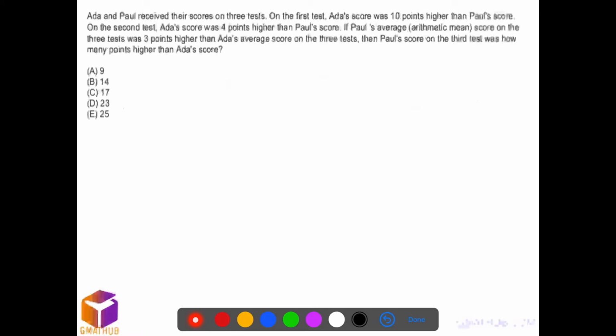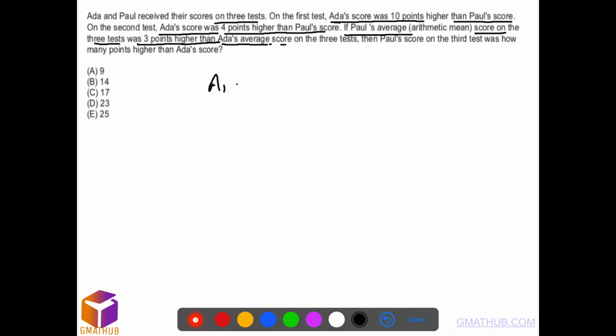Ada and Paul received their scores on 3 tests. On the first test, Ada's score was 10 points higher than Paul's score. The second test, Ada's score was 4 points higher than Paul's score. Paul's average score on the 3 tests was 3 points higher than Ada's average score. Then Paul's score on the third test was how many points higher?